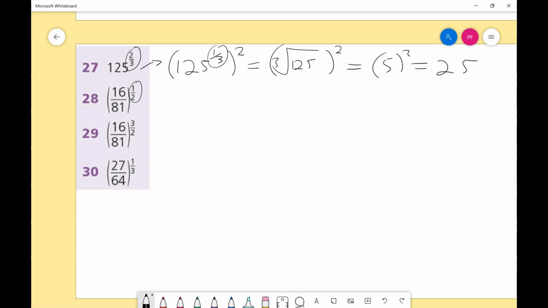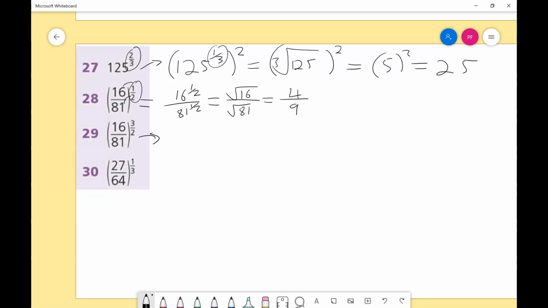Now I've got the power of a half. It's outside the brackets, so it applies to everything inside the brackets. So 16 to the power of a half over 81 to the power of a half. The power of a half means square root. So square root of 16 over square root of 81. Square root of 16 is 4. Square root of 81 is 9.